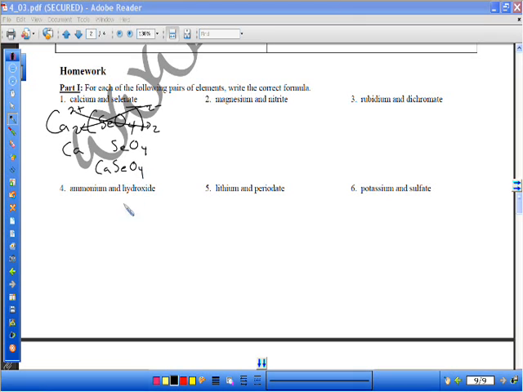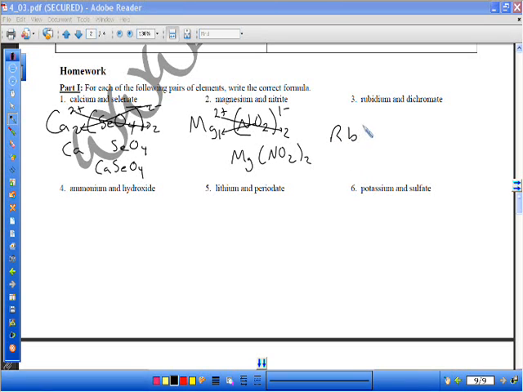Okay, magnesium. Magnesium is +2. Nitrite. Nitrite's one of the ones that you need to memorize. So this is going to go here. This is going to go here. So Mg(NO2)2.